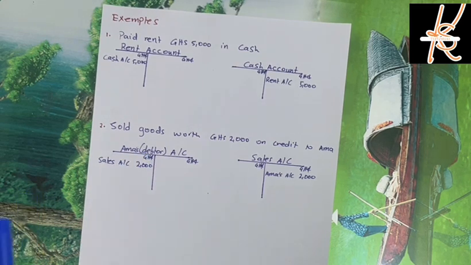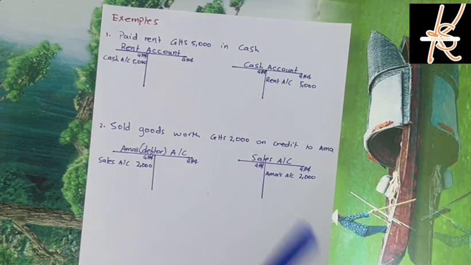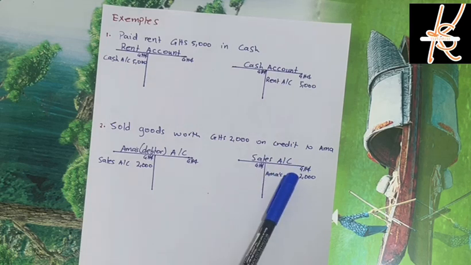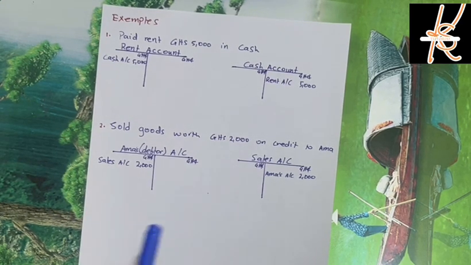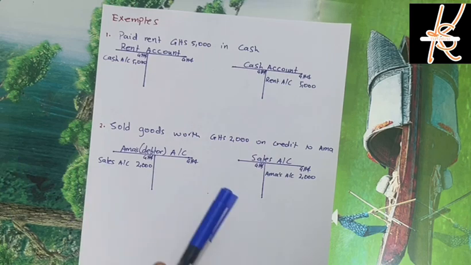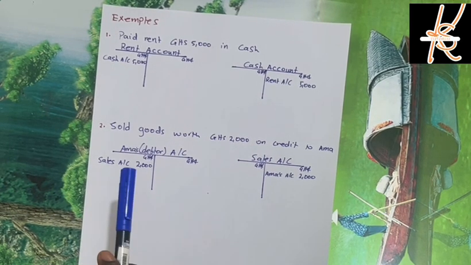Going by the previous rule, debit the receiver, credit the giver, we have to debit Ama's account. And then it says sales. Whenever sales or revenue increases, we credit it. So we have to credit our revenue. So you see the accounting game is very simple. With the rules of the game, any transaction that you are given, you should be able to solve it.